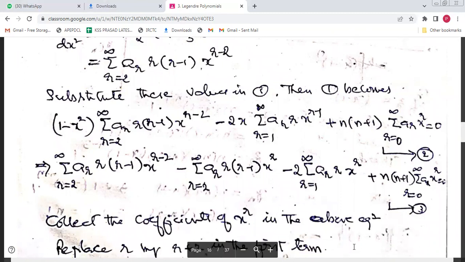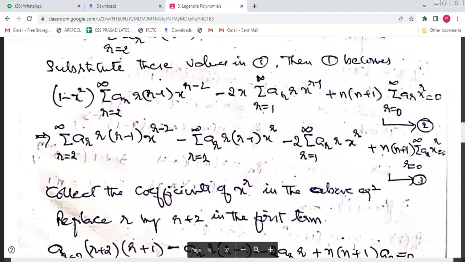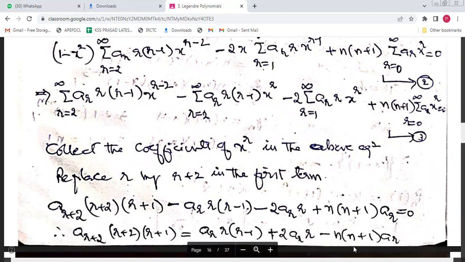Now collecting the coefficient of x power r in the above equation and replacing r by r plus 2 in the first term, what is going to happen? ar plus 2 into r plus 2 into r plus 2 minus 1, which becomes r plus 1, minus ar into r into r minus 1, minus 2 ar into r, plus n into n plus 1 into ar equal to 0.